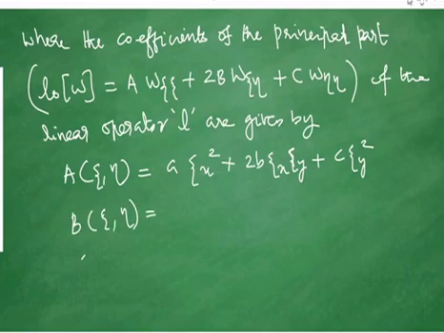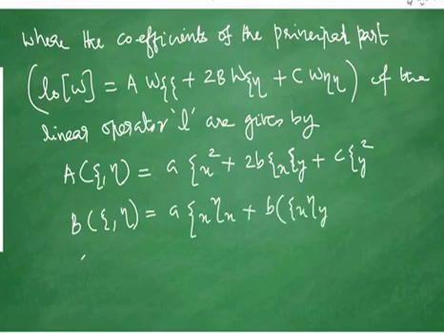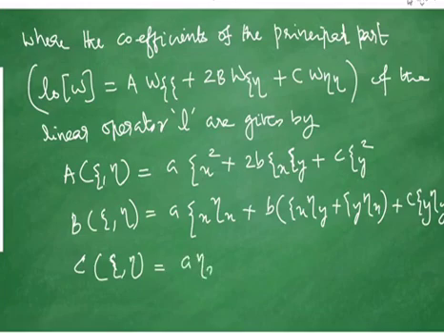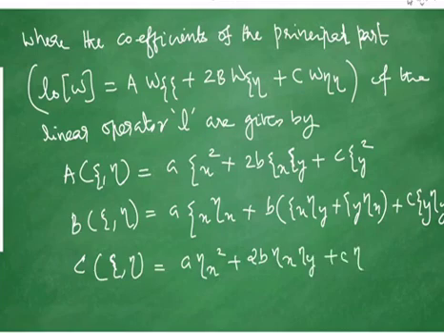B of theta, eta is A theta x eta x plus B into theta x eta y plus theta y eta x plus C into theta y eta y. And the last, C of theta, eta, is the function A theta x square plus 2B eta x eta y plus C eta y square. Okay.